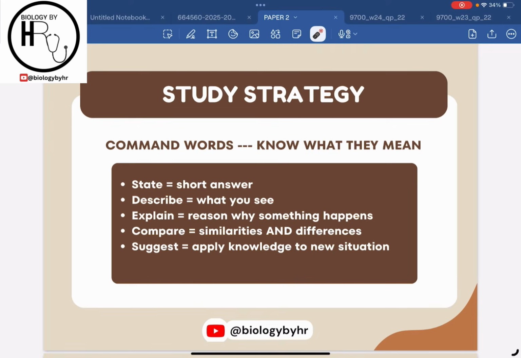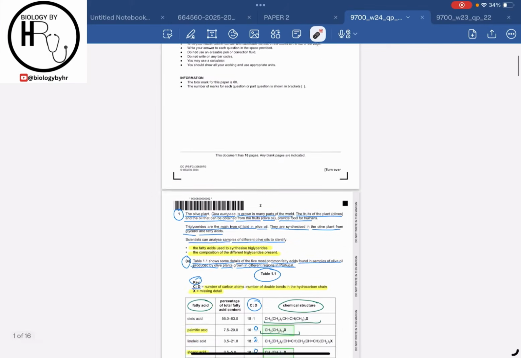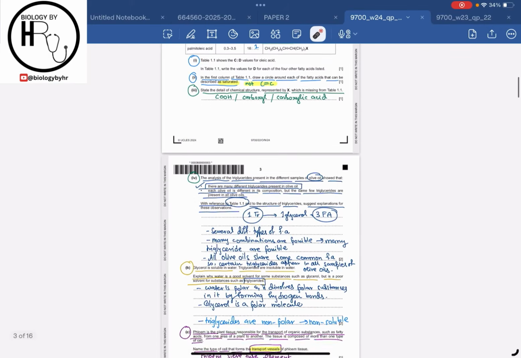Now my next advice to you guys over here would be that you have to master the command words. Now what does mastering command words mean? It means that you have to know what they mean. If I refer you to a question paper over here, which I was solving with one of the students.